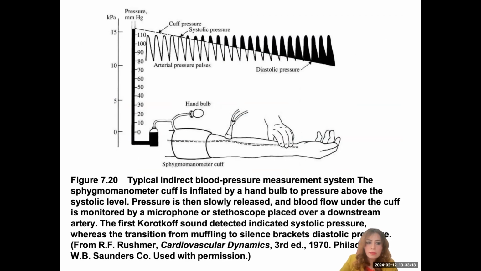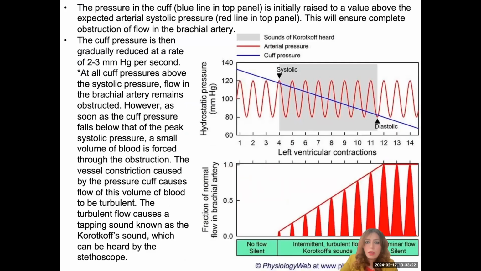So how do we determine systolic and diastolic pressure in this measurement system? The pressure in the cuff, you can see as the blue line in the top. The pressure in the cuff is initially raised to a value above the expected arterial systolic pressure. This pressure is the red line in the top panel. This will ensure complete obstruction of flow in the brachial artery. The cuff pressure is then gradually reduced at a rate between 2 to 3 millimeters of mercury per second.